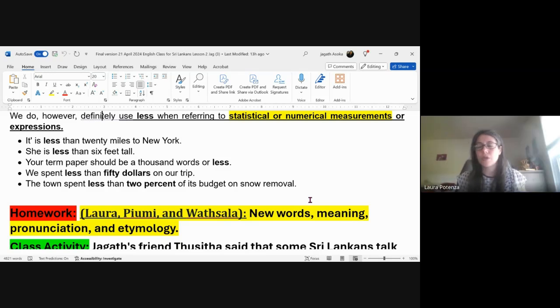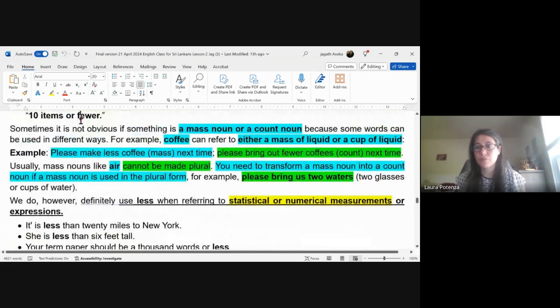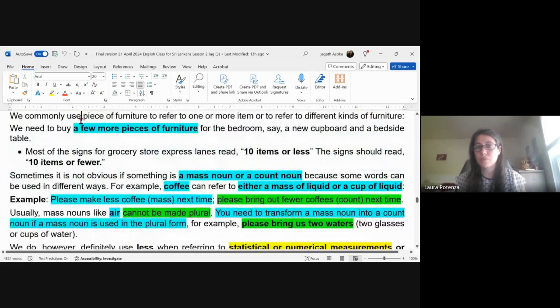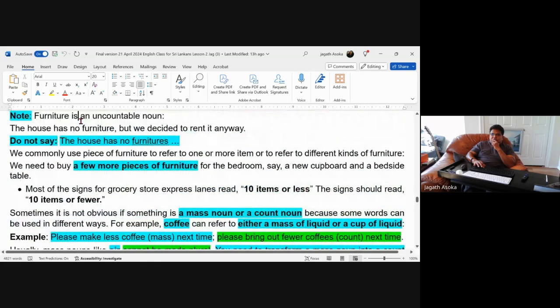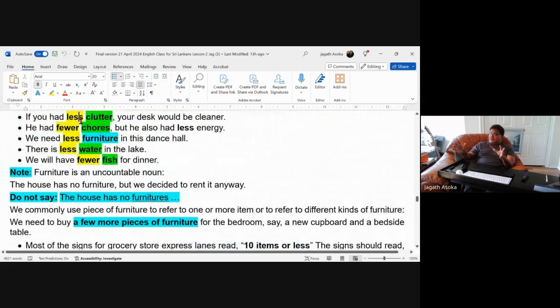So furniture. Could you say I have less furniture in the room? Yeah, here is the thing. Let's go to the furniture one. Less furniture, that's the correct one. Because you think of furniture as one thing. You're not looking at each piece.